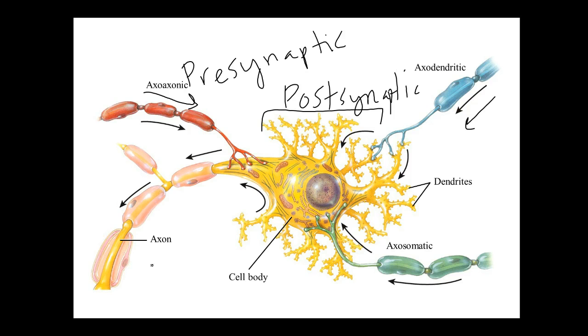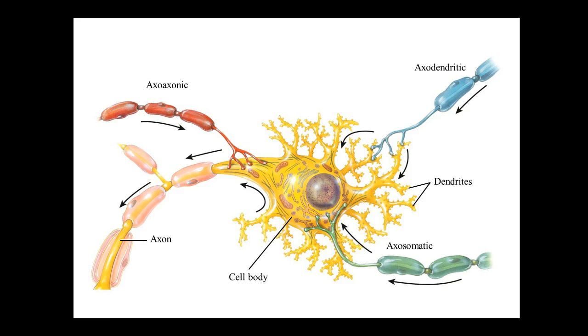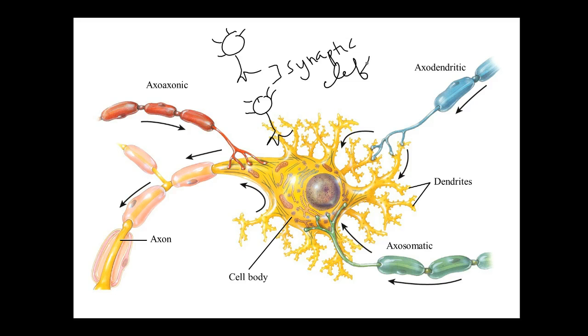So a really easy way to think about this is to draw just two little neurons, leave a little space between them. This is your synaptic cleft, or your synaptic space. The first neuron is before the space, so it's pre. This neuron is after the space, so it is post. So presynaptic neurons and postsynaptic neurons.